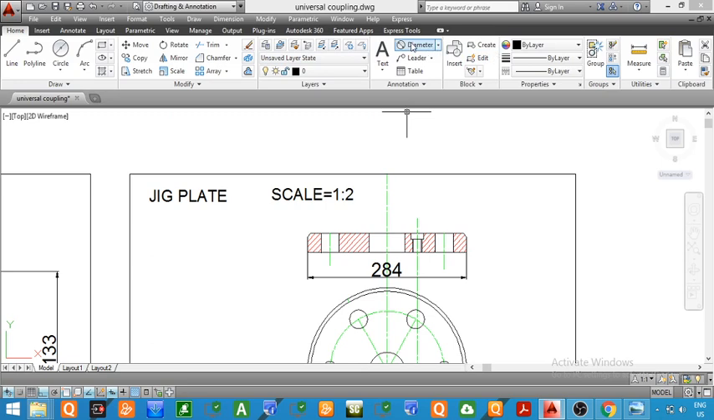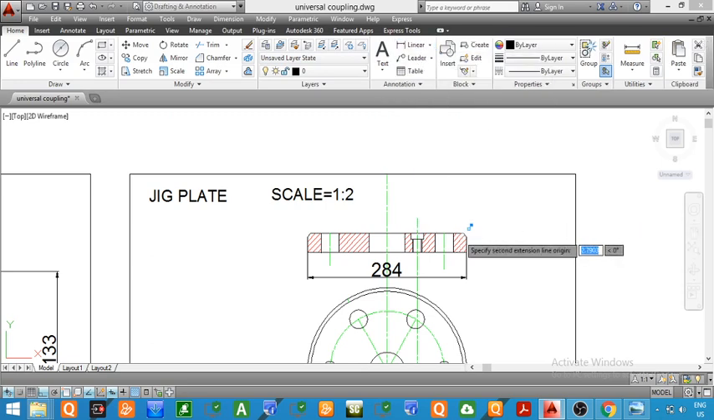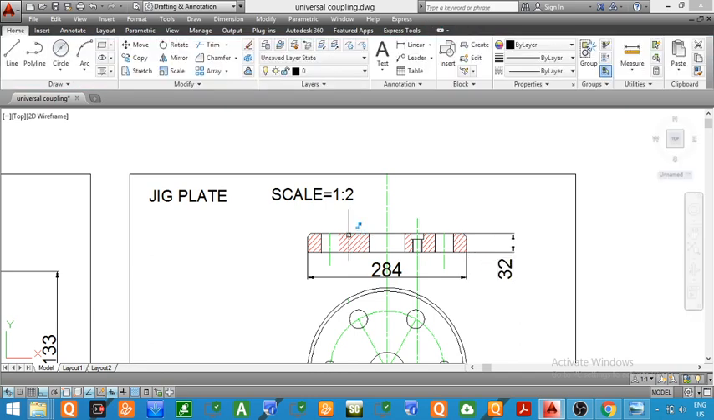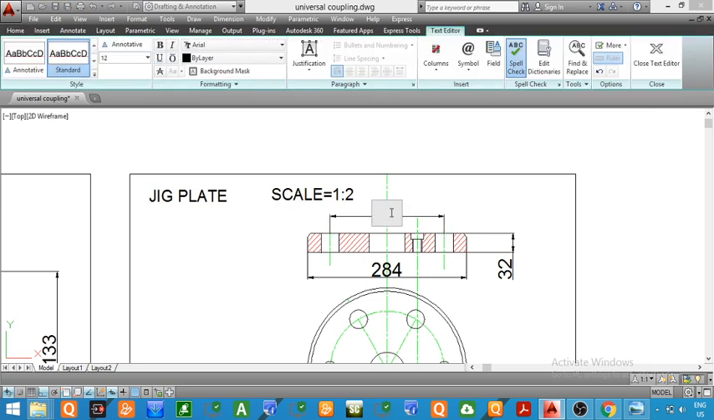Now the height. The actual height of this part of the jig plate is equal to 32, but we have drawn it as 16 mm. So here we will replace 16 by 32. You can see I have replaced 16 by 32. Now the center to center distance from here to here was equal to 204, but due to reduced scale we have taken it as 102, while giving the dimensions we will give it as 204 only.